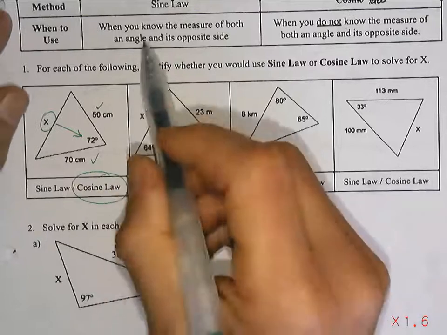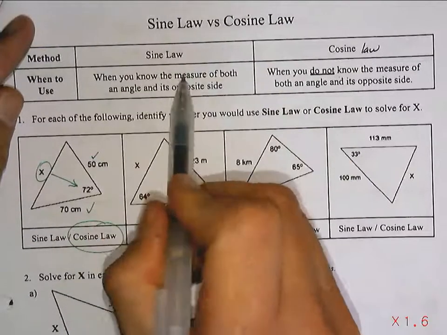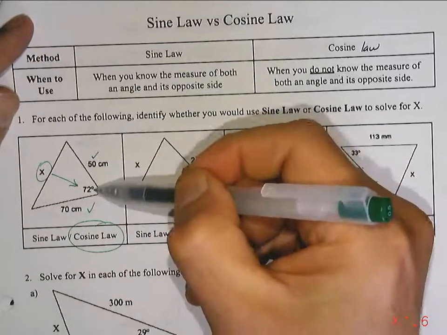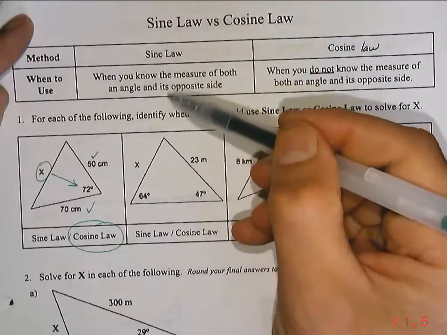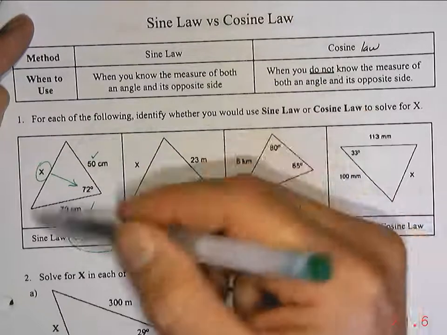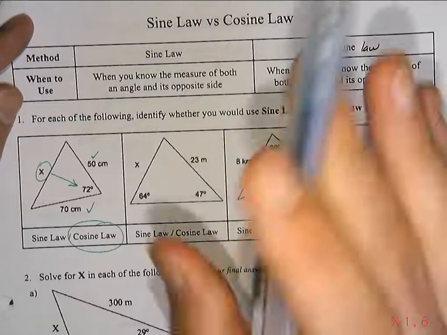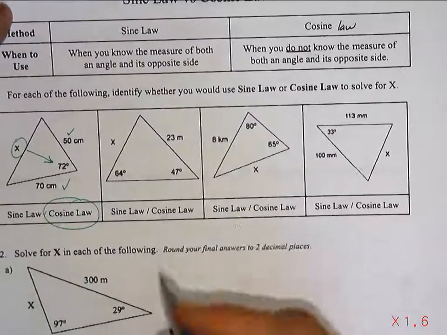Now, let's see what that meant up above. When you know the measure of both an angle and its opposite side. So I know an angle, but I don't know its opposite side. So that's what it's trying to say up here. It's a little simplistic. I would pay a little bit more attention to the holistic information given, but it's not a bad rule of thumb if we're going to go by it. Let's look at the next one.